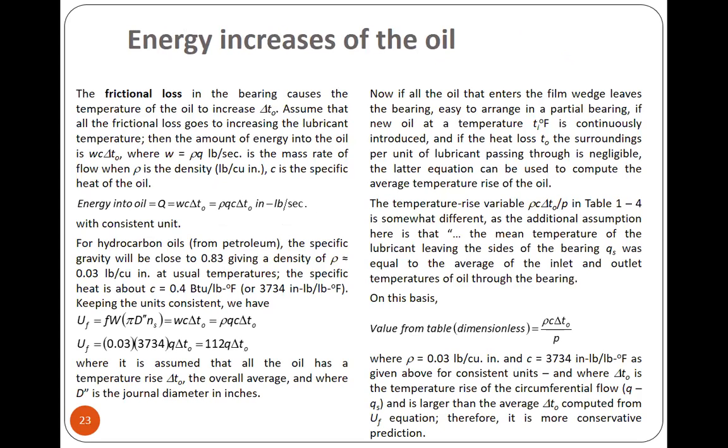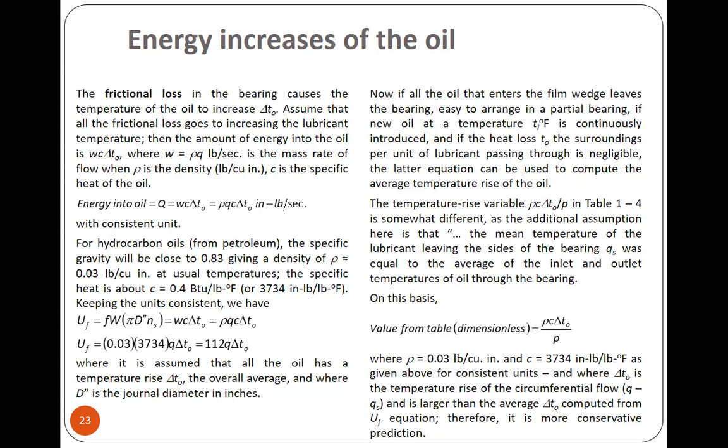Energy increases of the oil. So habang ginagamit mo yung bearing, magkakaroon ng heat yun. So friction. So the frictional loss in the bearing causes the temperature of the oil to increase, delta T. So assume that all the frictional loss goes to increasing the lubricant temperature. Then the amount of energy into the oil is W C delta T, where W is equal to rho Q in pounds per second, the mass rate of flow, where rho is the density in pounds per cubic inch, and C is the specific heat of the oil.